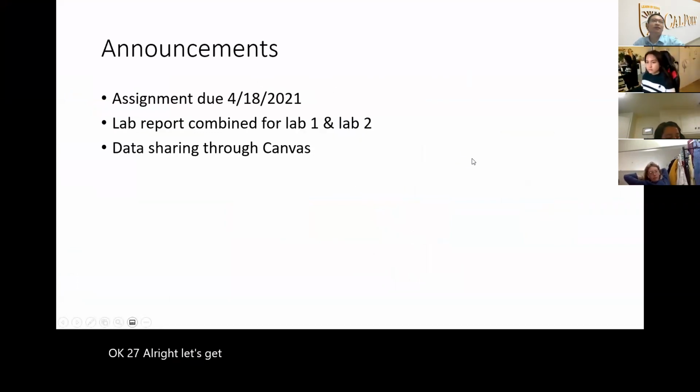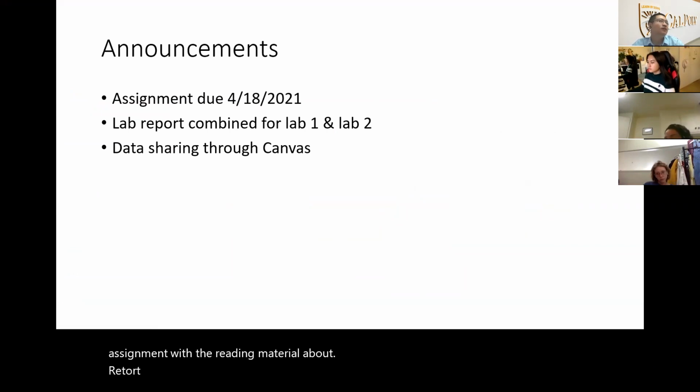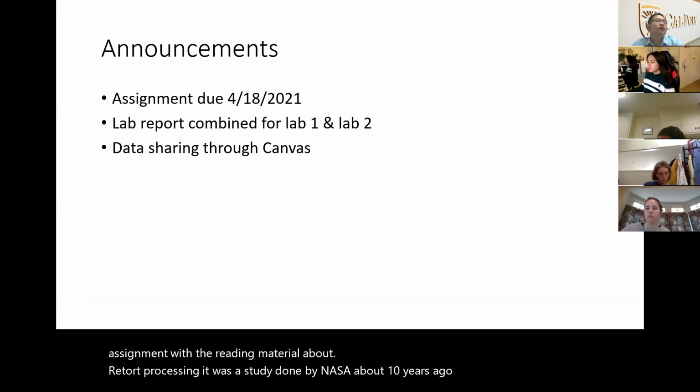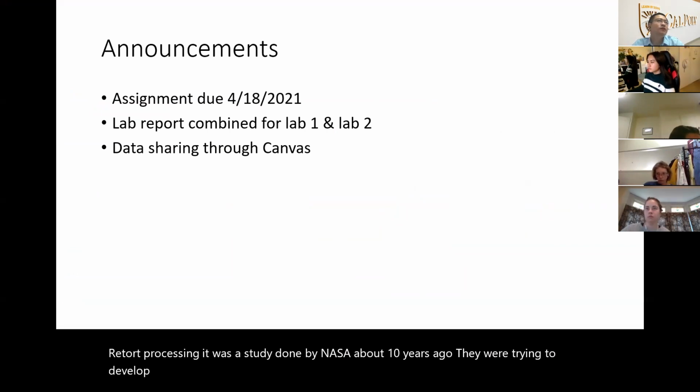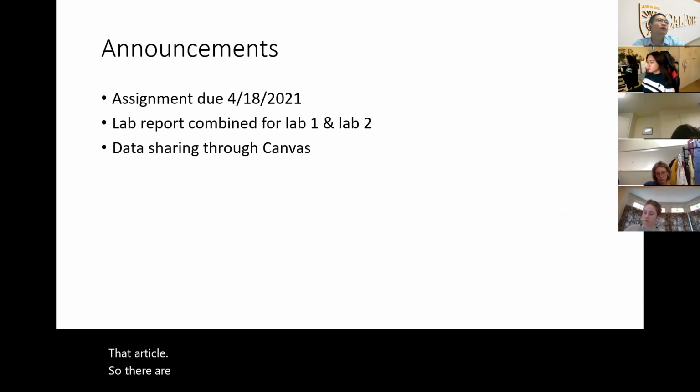So first, before we start, I have a couple announcements. We have an assignment with the reading material about retort processing. It was a study done by NASA about 10 years ago. They were trying to develop the space foods for the astronauts. So it's a very interesting study. So all the questions are related to that article. So the assignment will be due by the end of this Sunday, basically.